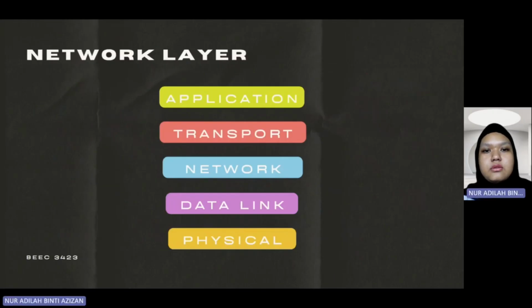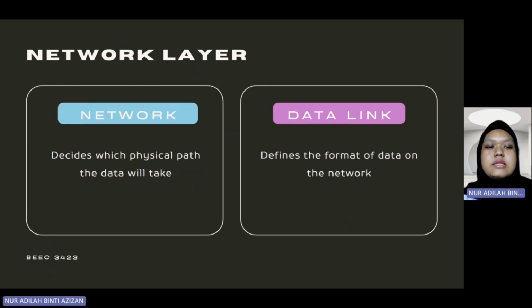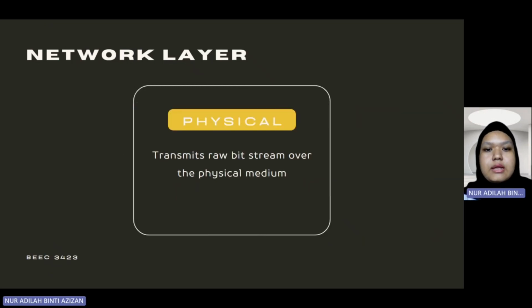Network layer is divided into a few parts. First is application, transport, network, data link, and physical. For application, it is the human-computer interaction layer where applications can access network services. For transport, it transmits data using transmission protocols including TCP and UDP. For network, it decides which physical path the data will take. And for data link, it defines the format of data on the network. And last is physical, it transmits raw bit stream over the physical medium.